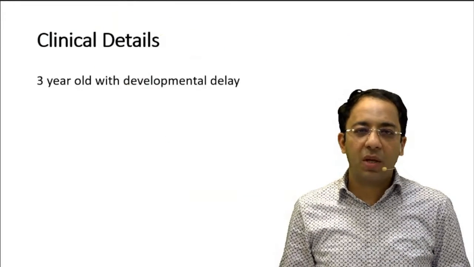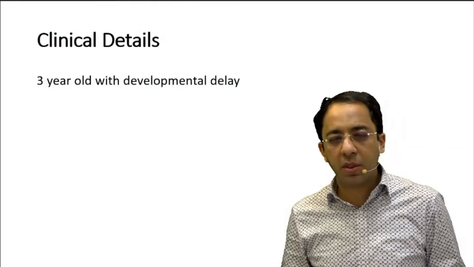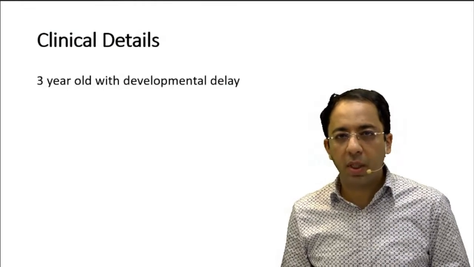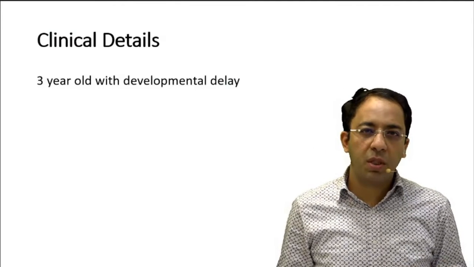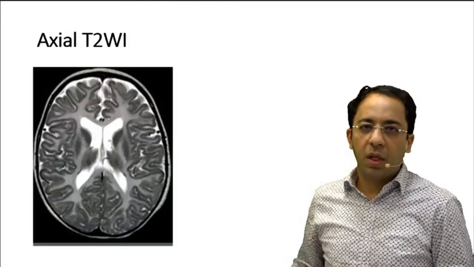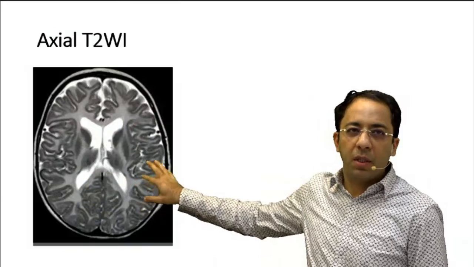Okay. So we have a 3-year-old child with developmental delay. This is the history given to us. 3-year-old child with developmental delay. And let me show you the images. An MRI brain was done because of this indication. And you can see for yourself, this is the axial T2 weighted MRI of the brain.